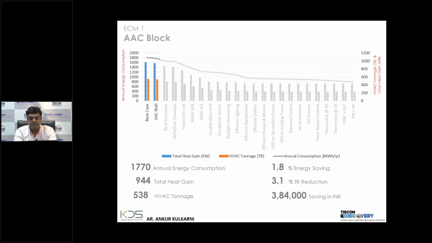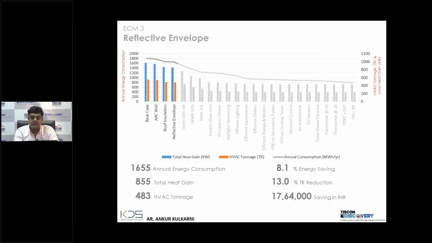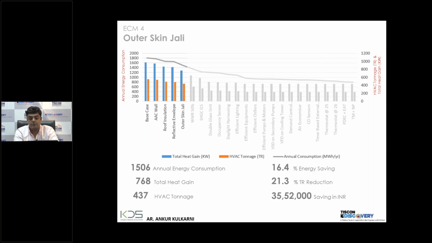So the first ECM was AAC walls, then of course your roof insulation. Because of that, the HVAC tonnage dropped down to 491, and energy savings went up to 7.2%. Then the reflective envelope, then outer skin jali. Because of this also, there was a tremendous drop in the tonnage requirement, in total heat gain, and percentage energy savings rose up to 16%. Then the next ECM was WWR 50%. The previous design was with complete glass. Since the architect was sensible and responsible, he agreed to it, and we tried to limit WWR to 50% only.